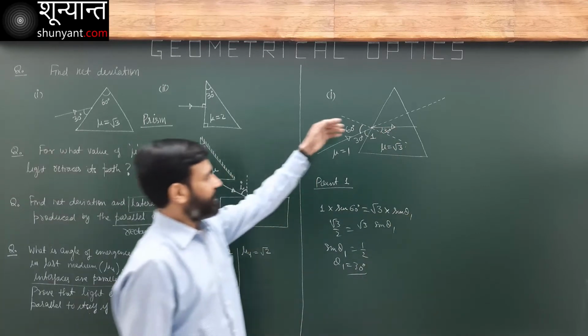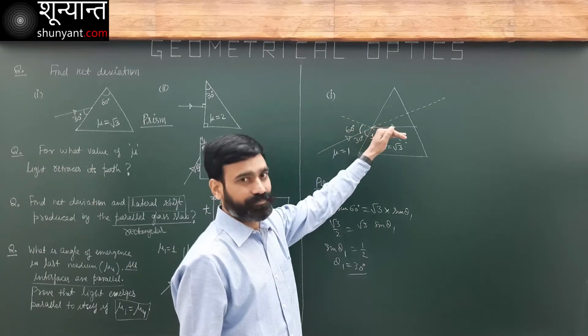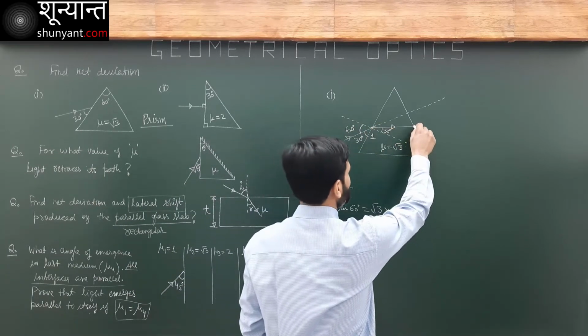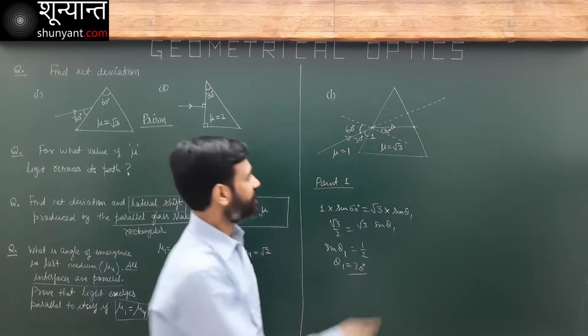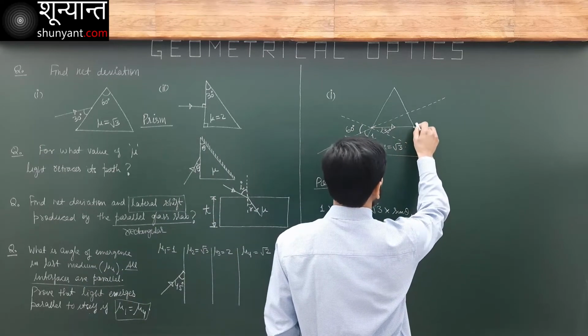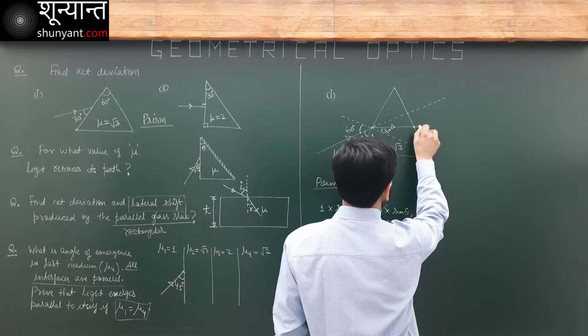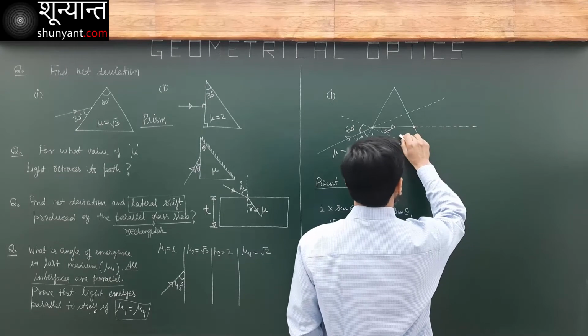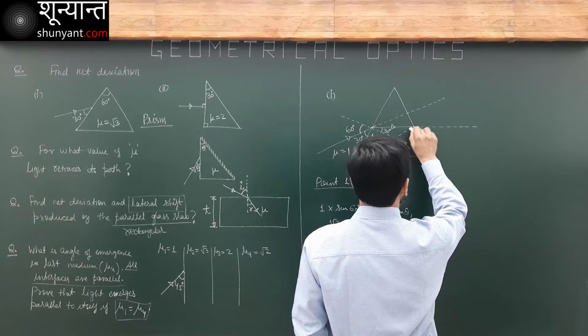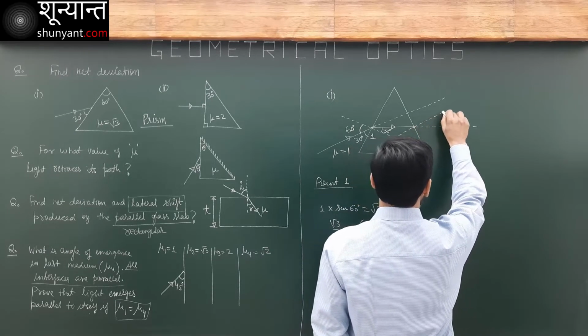Now, the light enters into this medium. At this point, again there is a change in medium. Again, the medium changes. So here also, this is point 2. Here also refraction happens. This is the original direction of light. I have to draw this normal here. Now, what will be this value?